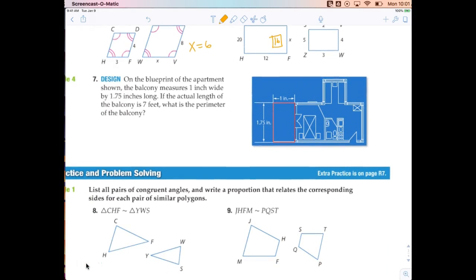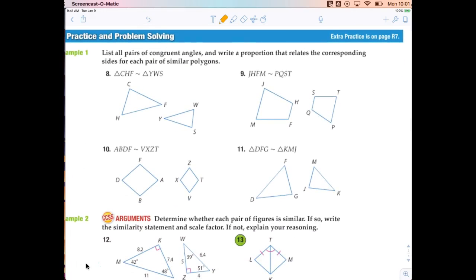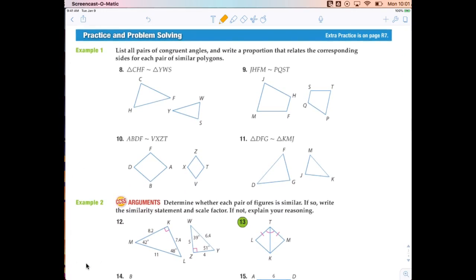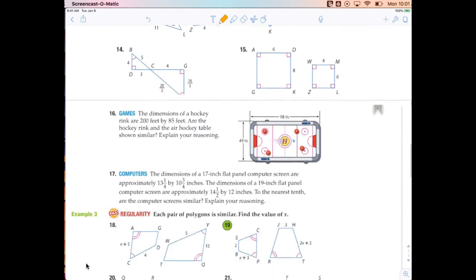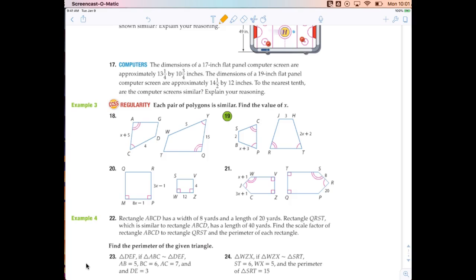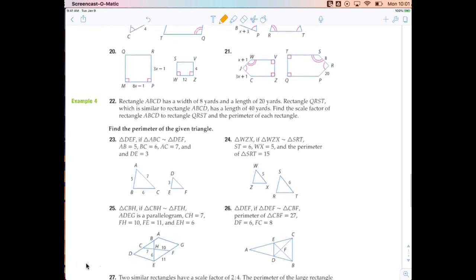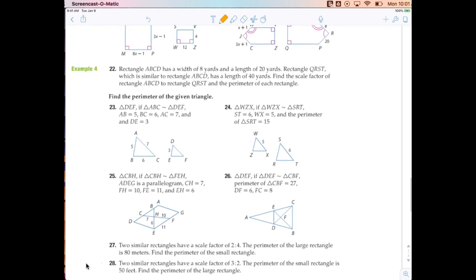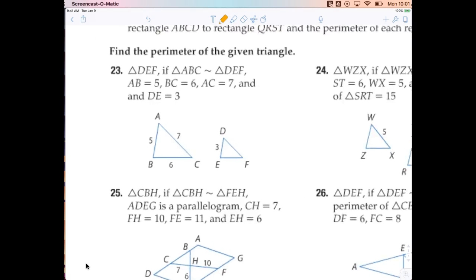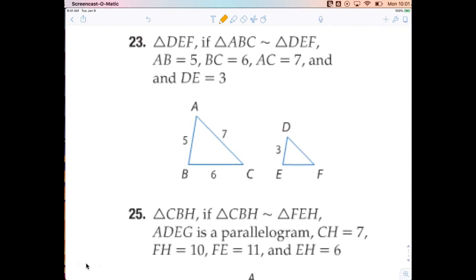All right, moving forward. Let's read question number 7. It says, on the blueprint of the apartment shown. Now, listing all the pairs of congruent angles and the proportions, I'm totally fine with that. I'm trying to find something maybe a little bit harder: 16, 17, they're similar, setting up proportions. Let me start with 23. Give yourself some room if you want to go down to 23. I think the other parts are kind of easy, so I want to help you with some of the harder ones.